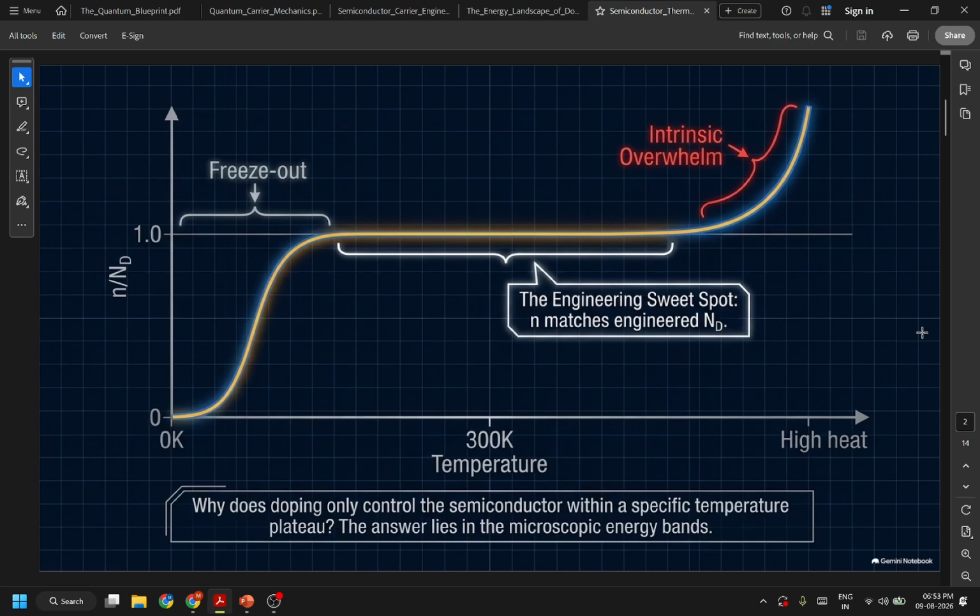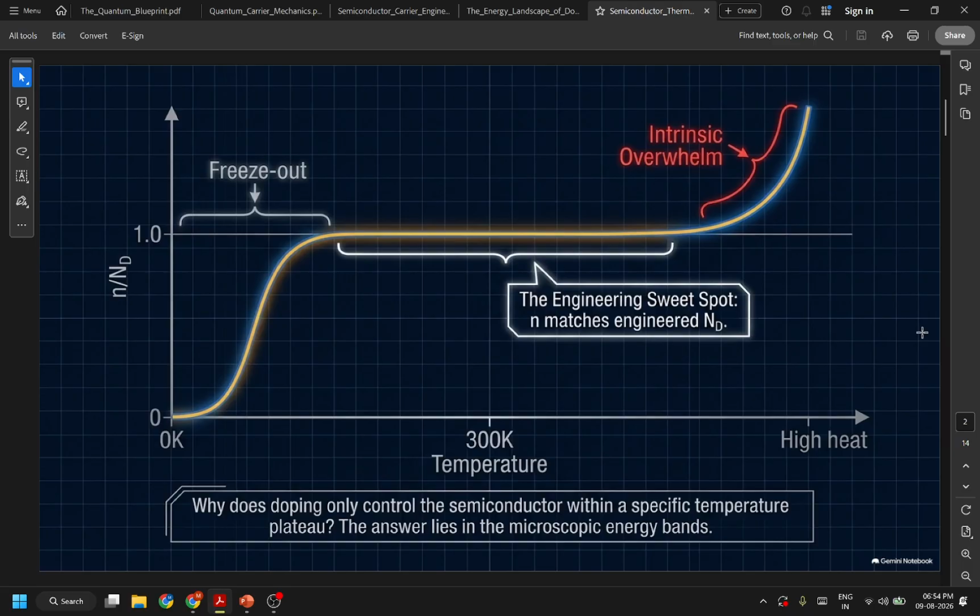So this is the region where the intrinsic concentration is dependent on temperature. This is the region where the intrinsic carrier concentration overtook the amount of doping done, and hence the number of electrons is also increasing with intrinsic carrier concentration.